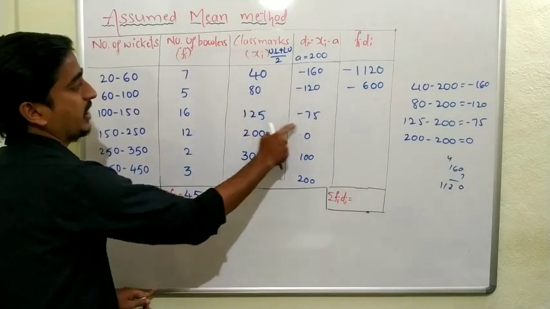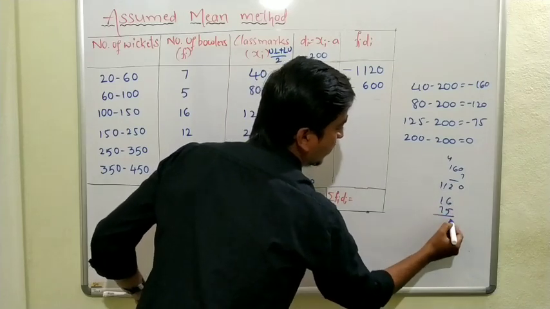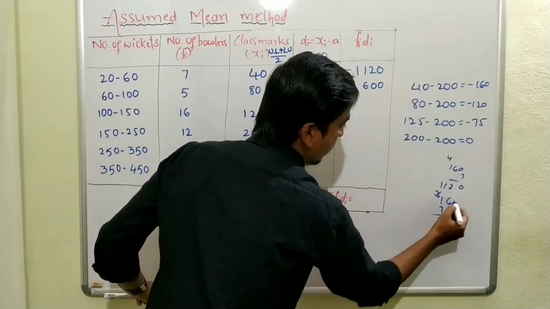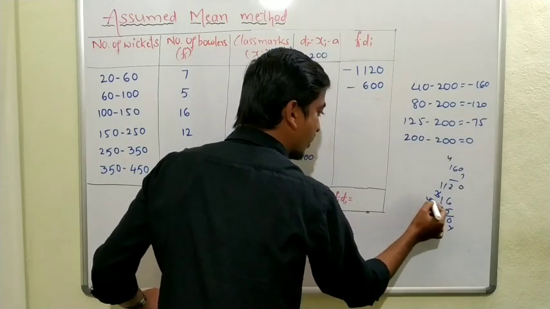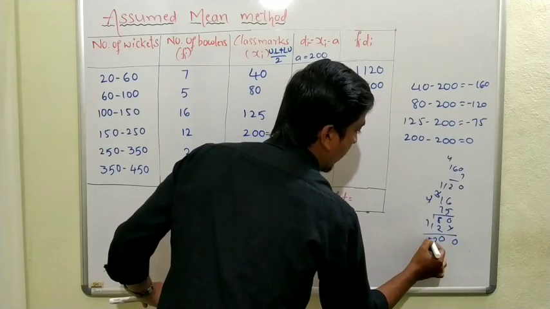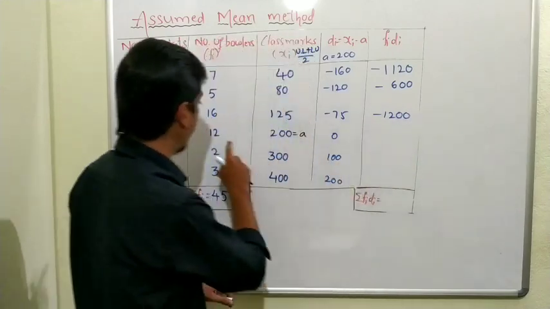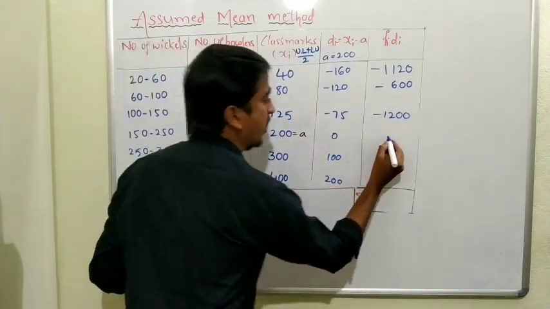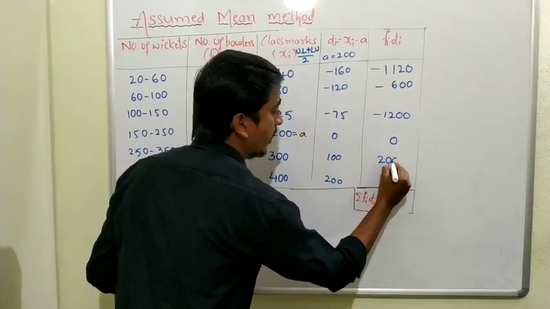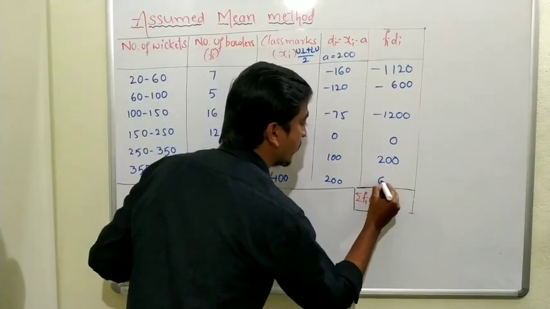And third one, 16 into 75. Let's do the multiplication. 16 times 75 is 1200. So it is minus 1200. Next, multiply 12 into 0. 12 zeros are 0. And 2 into 100, 2 hundreds are 200. Finally, 3 into 200. 3 times 2 is 6. So it's 600.